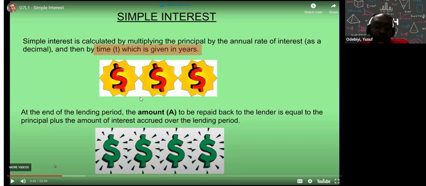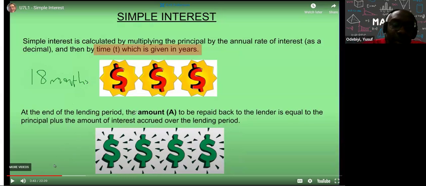So what does that mean? Say, for example, because we're going to have to break it down sometimes into fractions, say we're borrowing something for, I don't know, 18 months. We have to convert the months in terms of years, right? So 18 months means if we want to make it in terms of years, we would have 18 months divided by 12. And whatever we get there, that would be 1.5, okay? And that would be years.